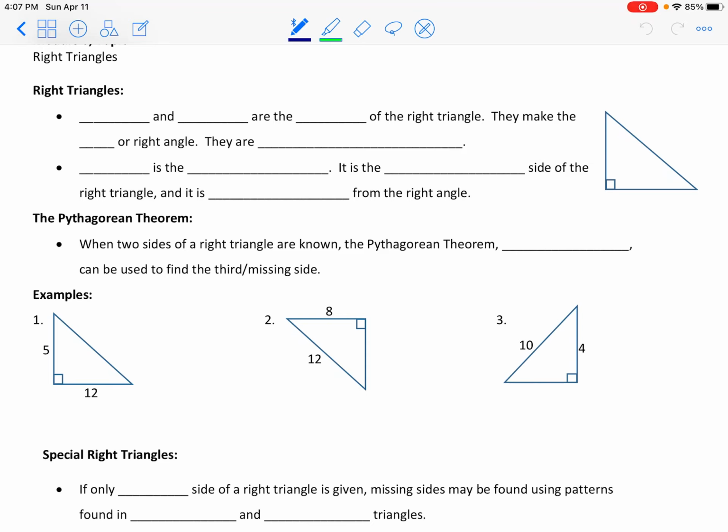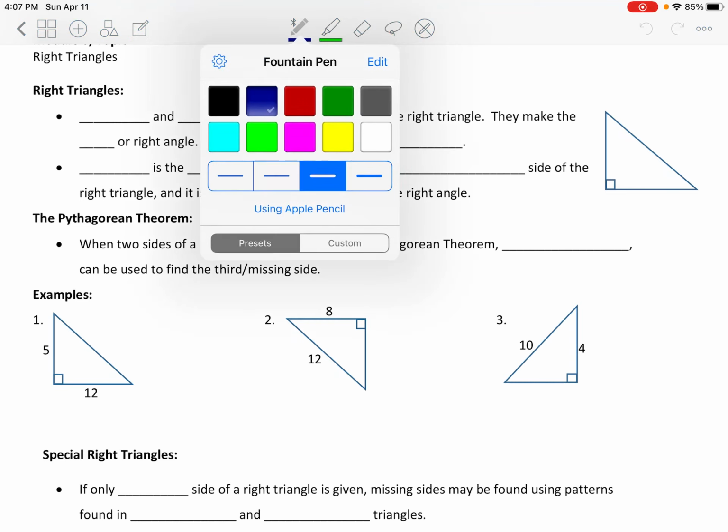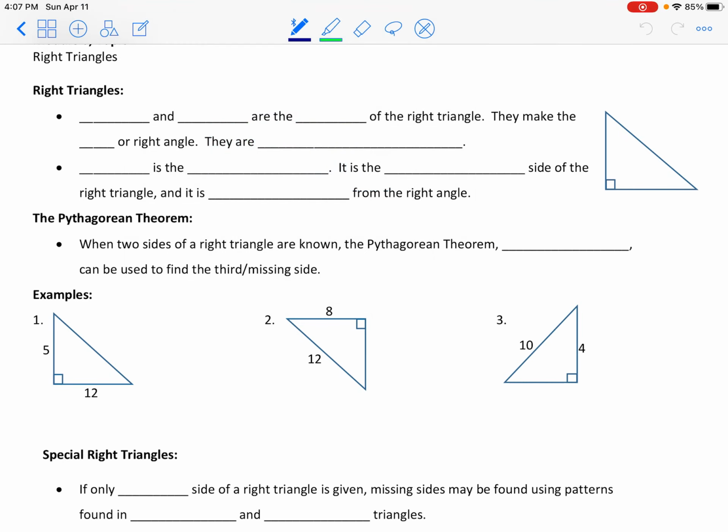So for starters, what does it mean to have a right triangle? Well, if we have a right triangle, that means we have a triangle that has a right angle in it, and that right angle is signified by that little box in the corner of our triangle. So the triangle I have here is an example of a right triangle.